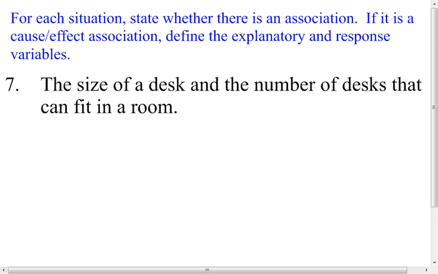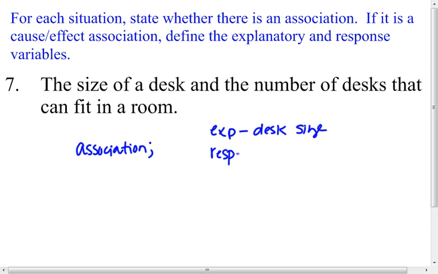And the last one, the size of the desk and the number of desks that can fit into the room. Okay, definitely a relationship here. And is it a cause and effect relationship? Yes, the desk size does cause a change in how many desks can fit in the room. Okay, so the explanatory would be the desk size. And the response would be the number of desks that fit. Okay.